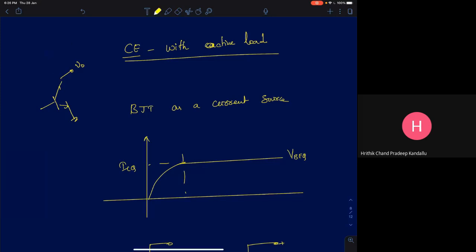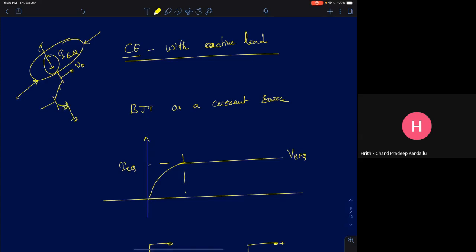See, for example, whenever I represent a BJT, I represent a load like this, a current source load ICQ. But how do I implement this current source in a circuit? Okay, there are circuits which can implement that current source itself. See, there is no real current source, right? Somewhere we have to build a circuit for this also, a current source as well.